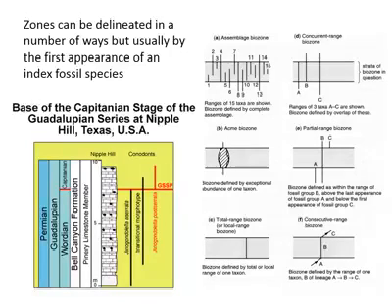But the most common method uses the first appearance of a chosen index species. For example, the base of the Capitanian stage in the Permian has its global definition based on the first appearance of the conodont species Gynogondylella posterata, actually at a specific site in West Texas.